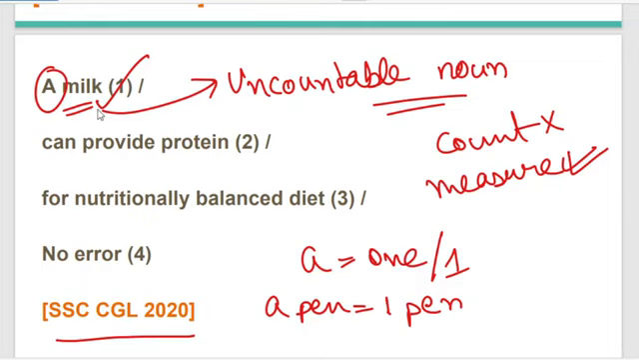So according to the rules of articles, we can never put an indefinite article before an uncountable noun. So "a" or "an" before an uncountable noun is incorrect. Hence in this sentence "a" is incorrect. So the correct sentence is, "Milk can provide protein for a nutritionally balanced diet." I hope this sentence is clear to you. Moving to the next question.